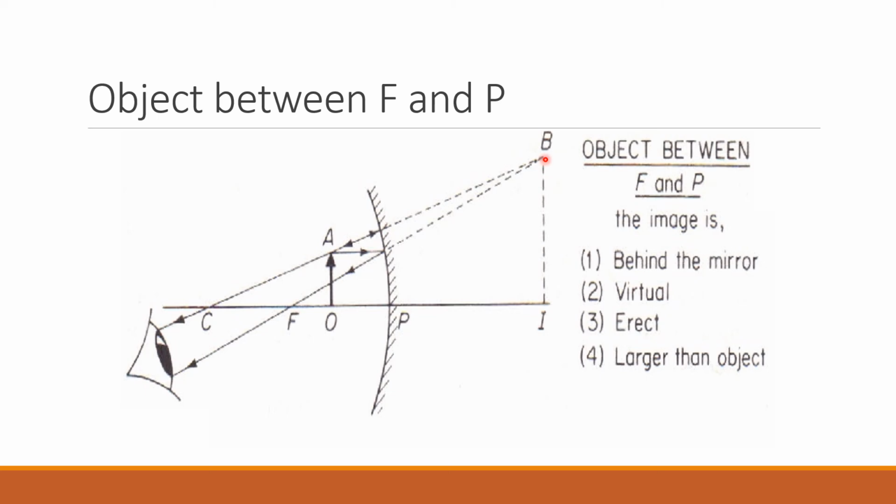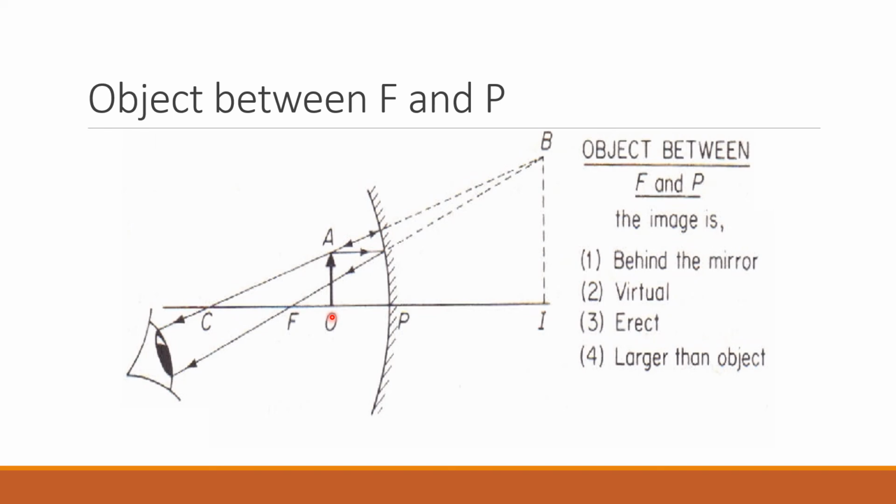For this image, are the rays actually intersecting? Like the previous cases where the reflected rays intersected, in this case, are the rays intersecting? No, but they appear to be. It seems like they are coming from some point. So what kind of image will it form? It will form a virtual image. Fine, this forms a virtual image.